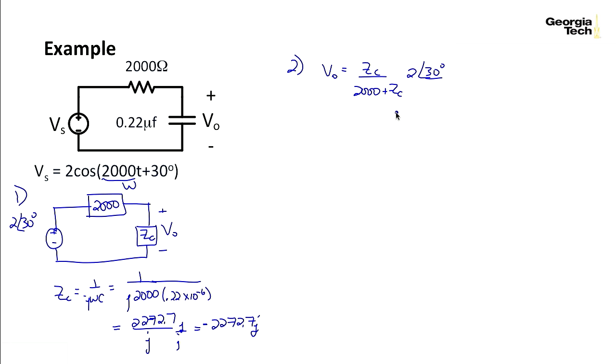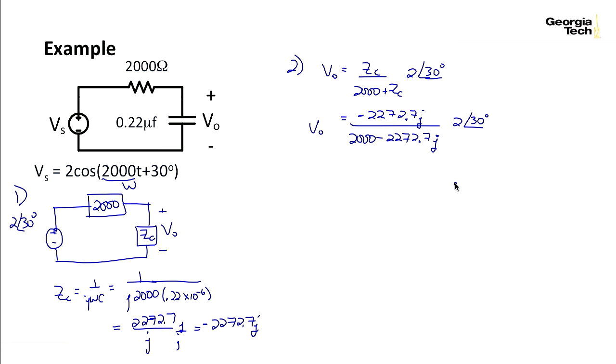Okay, so let me go ahead and substitute in Z sub C in there. I get minus 2272.7 j all over 2000 minus 2272.7 j, times 2 at an angle of 30. That's V out. So now it's just a matter of working with complex math.